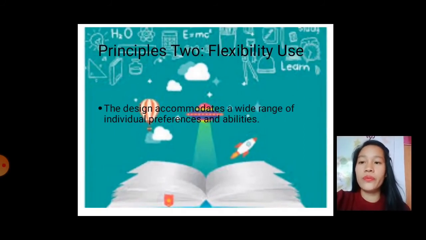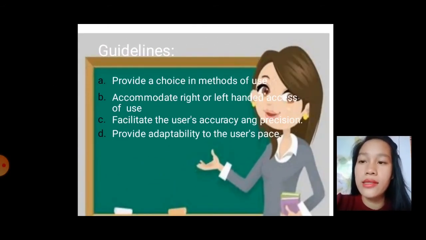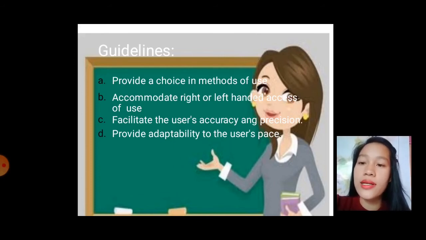So let's move to principle 2, flexibility in use. The design accommodates a wide range of individual preferences and abilities. So here are the guidelines. Letter A, provide a choice in methods of use. B, accommodate right or left-handed access and use. Letter C, facilitate the user's accuracy and precision. And letter D, provide adaptability to the user's pace.